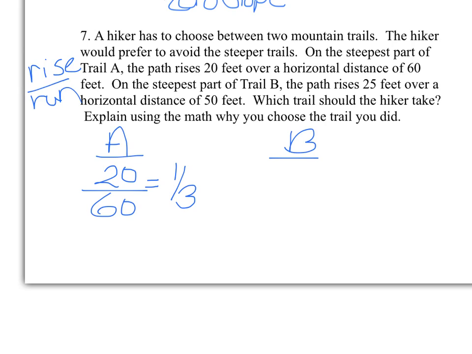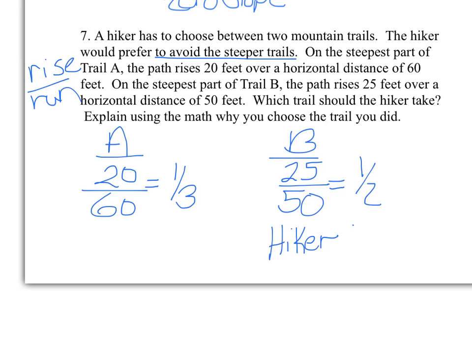Trail B, on the other hand, has 25 feet over 50, which will reduce down to 1/2. When you compare the two fractions, it wanted to know which one is less steep. We want to avoid the steeper trails. 1/3 is actually steeper than 1/2. So the hiker should take Trail B.